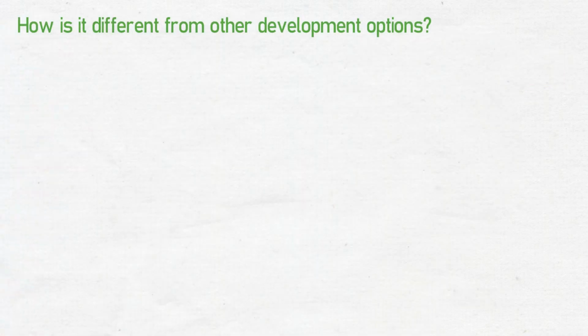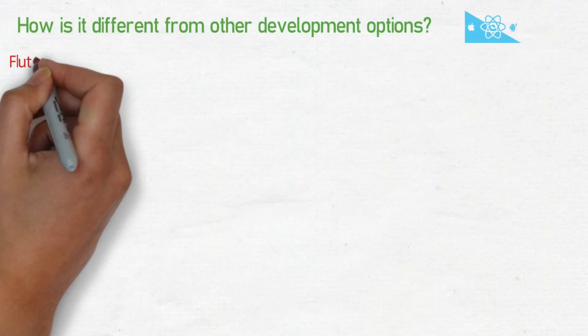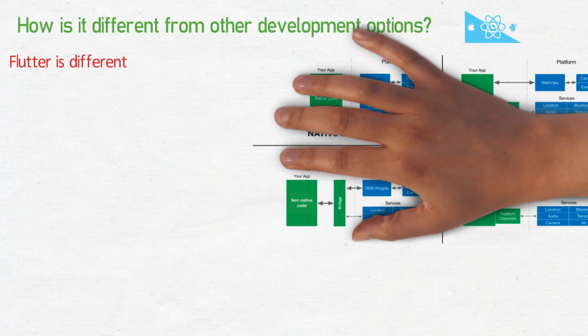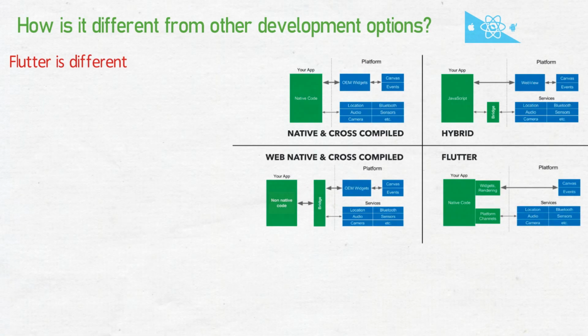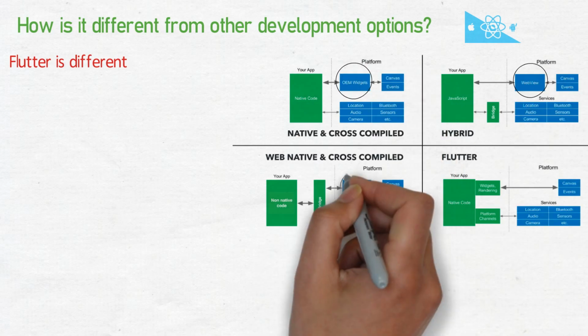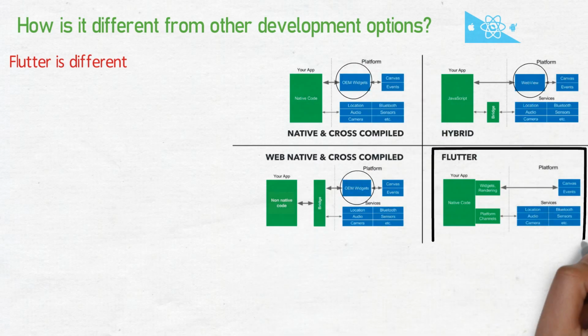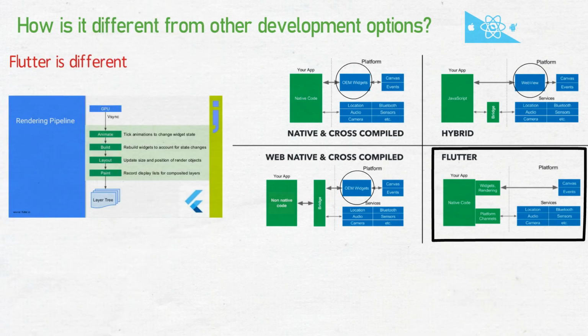How is it different from other development options like ReactNative? Flutter is different than most other options for building mobile apps because Flutter uses neither WebView nor the OEM widgets that shipped with the device. Instead, Flutter uses its own high-performance rendering engine to draw widgets.